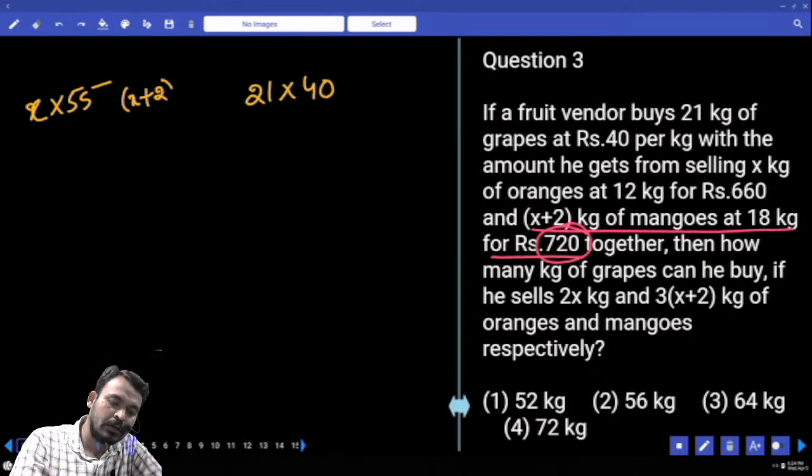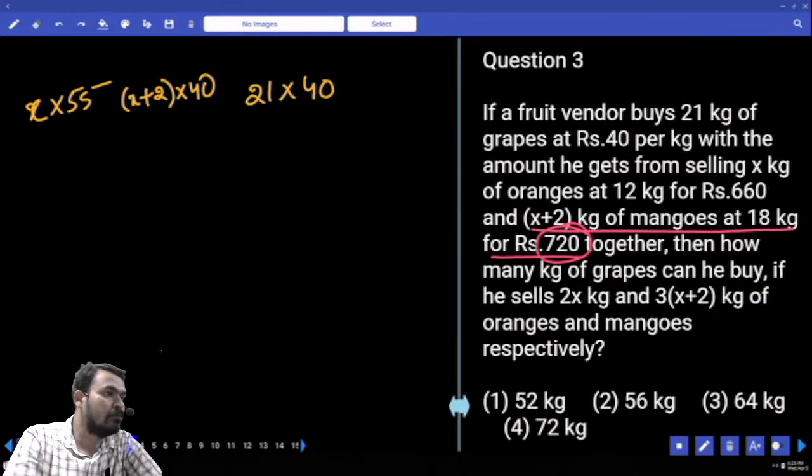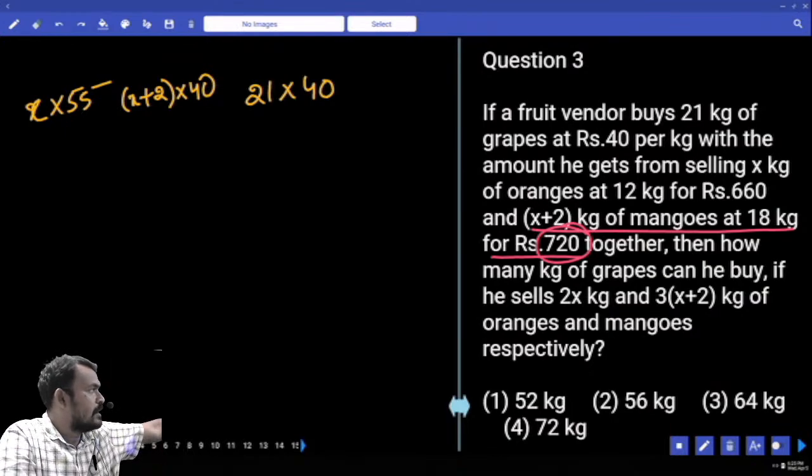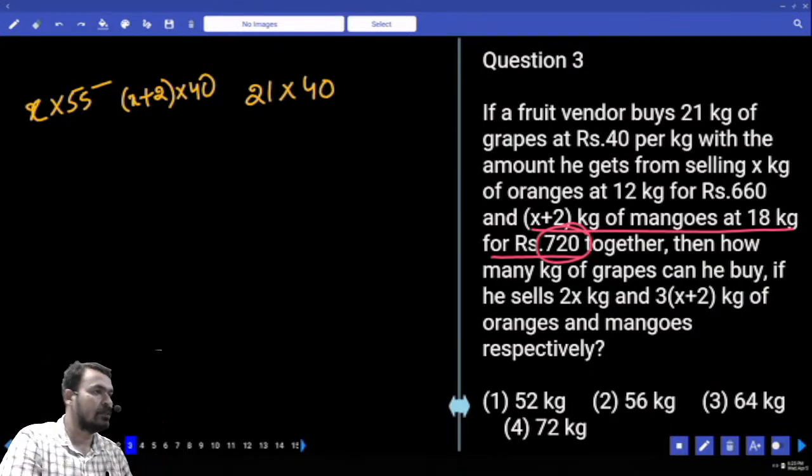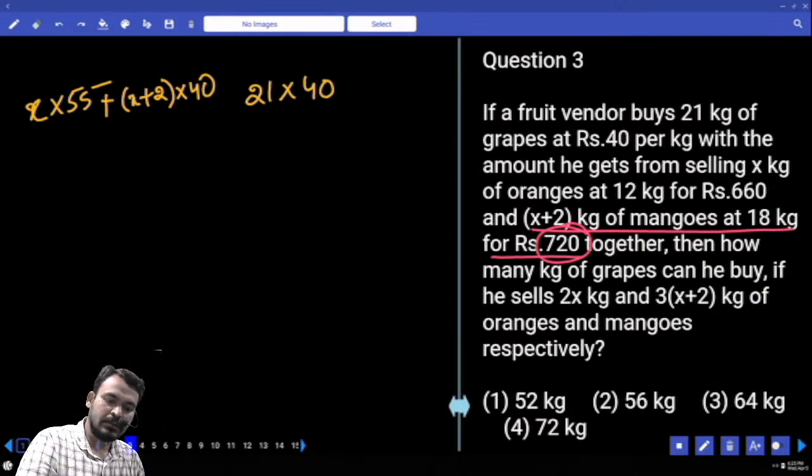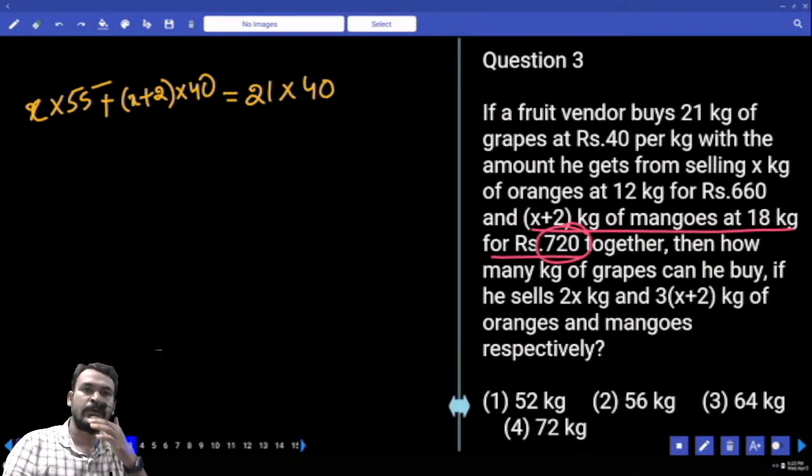How many kgs are sold? X plus 2 kgs. Per kg value is how much? 40, or not? Left-hand side, X kgs value and X plus 2 kgs value, both are adding, that is equal to 21 into which one? 40, or not? Okay, 21 into 40.